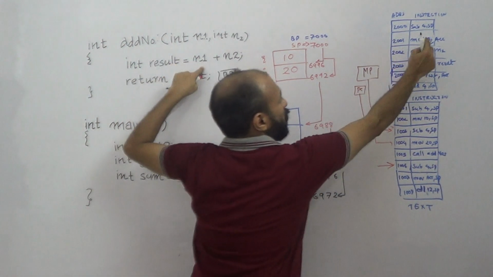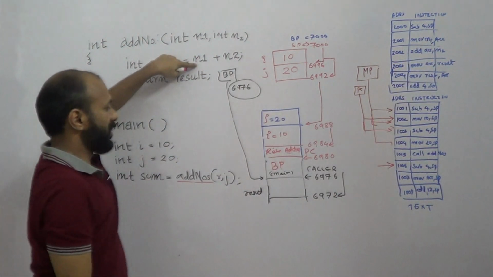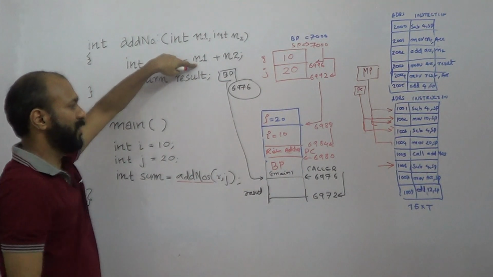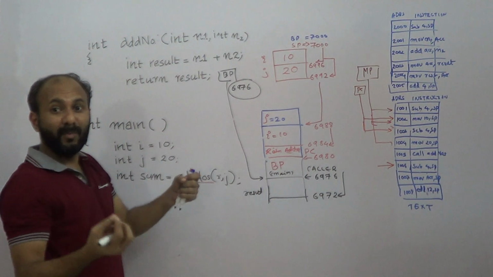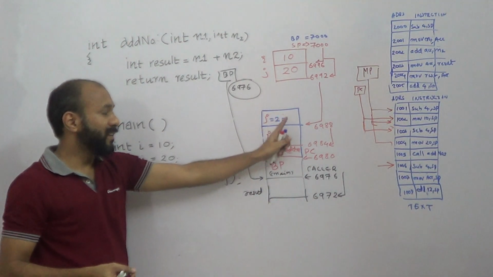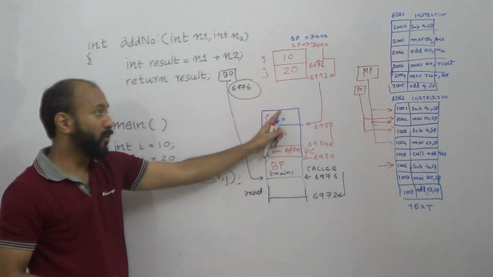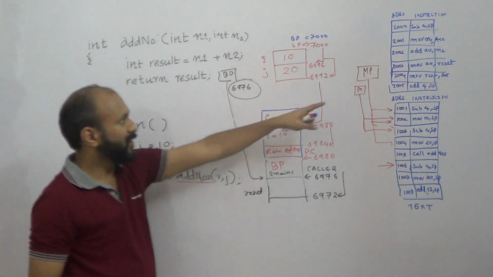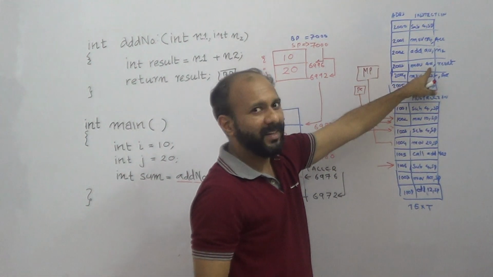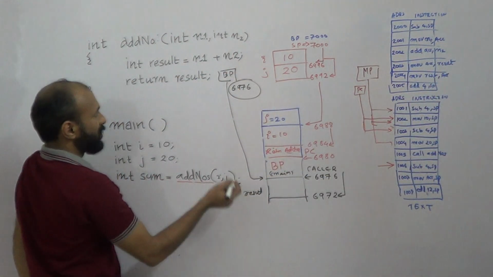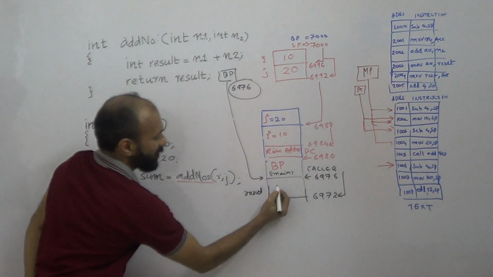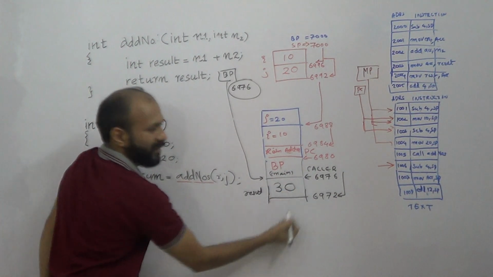What are we doing? Move n1 to the accumulator. What is n1? n1 is 10. We are moving 10 to the accumulator, and adding the accumulator content with j. That means these two got added. Then move the accumulator content to the result. That means move 30 into the result.